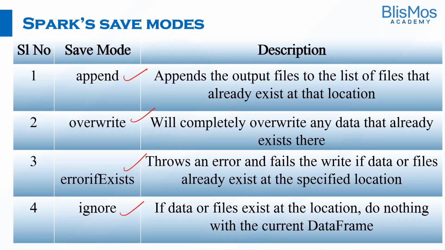In case you opt for the overwrite option, it will completely overwrite the file which exists in that particular location. In case you choose the option error if exists, it will throw an error and fail the write if the data or files already exist in that location. In the last we have the option ignore. If you choose the ignore option, it will just ignore, it will not do anything. It will just ignore and come out of that loop.